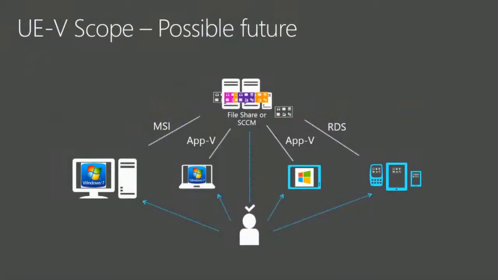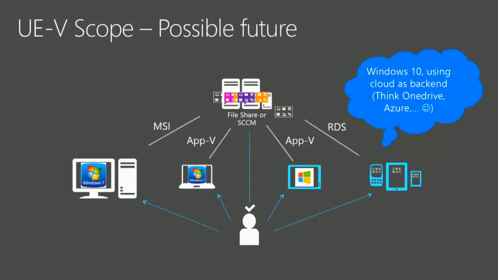So this is the exact same image that we had in the beginning, it's still the same user environment. We still have our file share. CCM for deploying the agent, MSI packages, on Windows 7 clients, Windows 7 laptops, Windows 8 tablets, it doesn't matter. The possible future is, first of all, adopting Windows 10 and integrating with the cloud backend. For the time being, it's OneDrive that you can use, Dropbox.